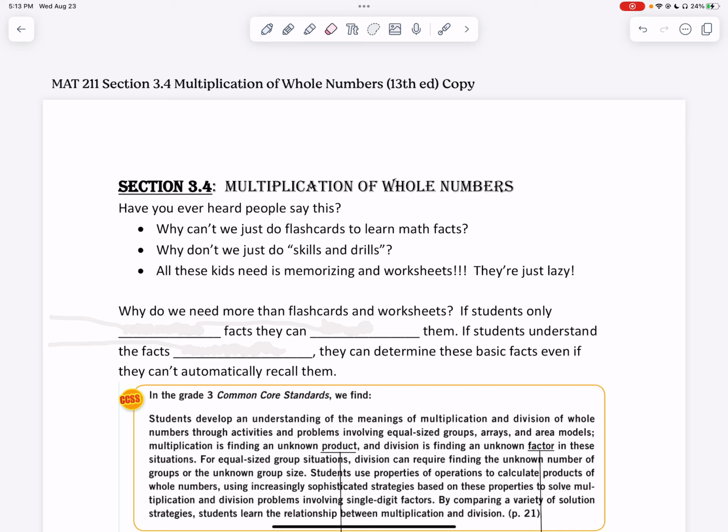Why? Well, if students can memorize facts, then they can forget them. But if students understand these facts conceptually, then they can determine these multiplication and division facts, even if they can't automatically recall them. Some kids are really good at memorizing and some aren't.